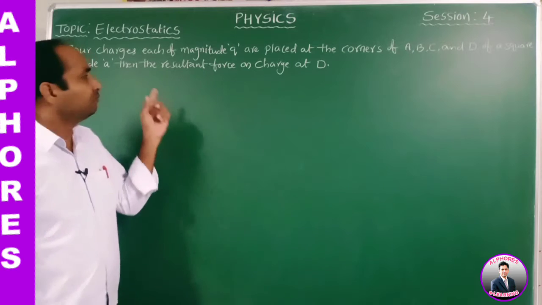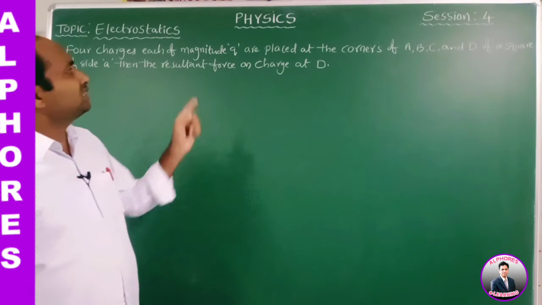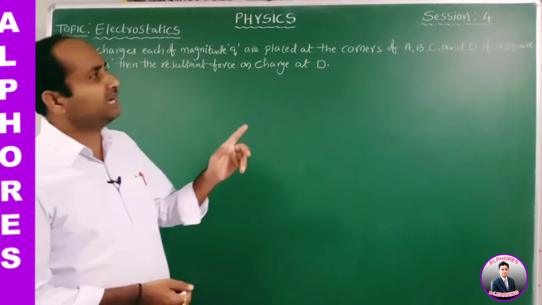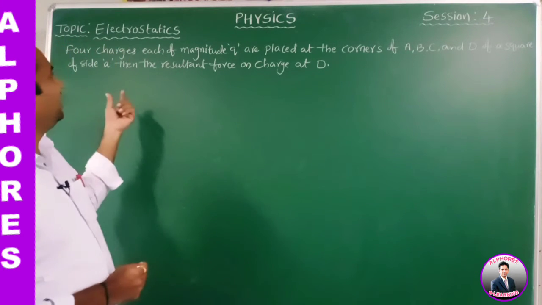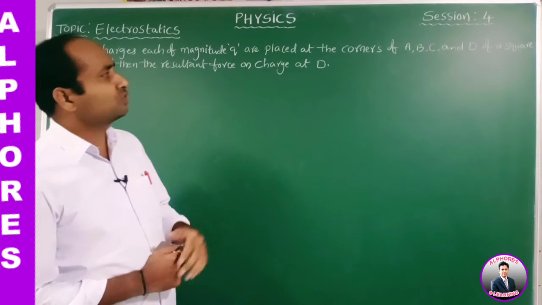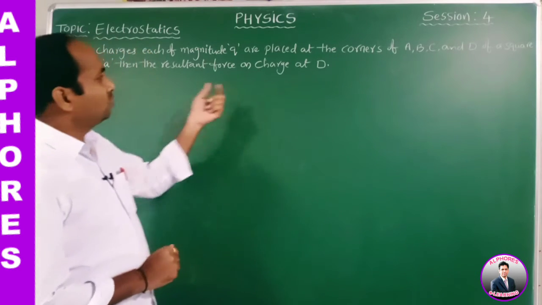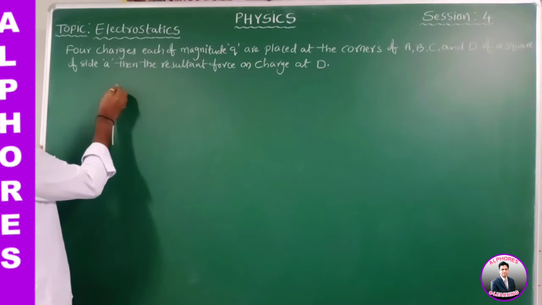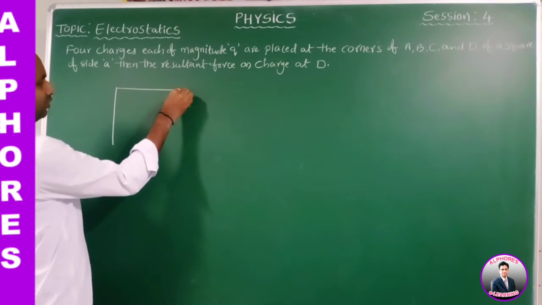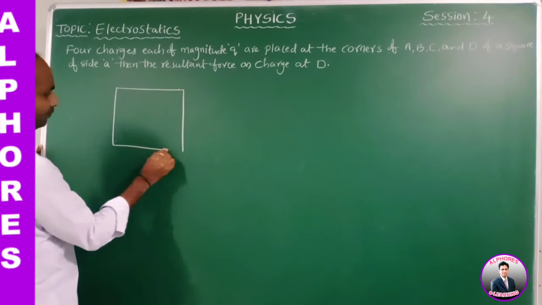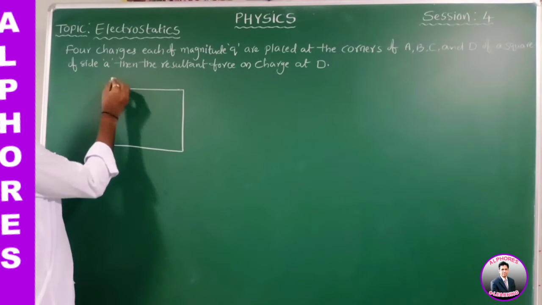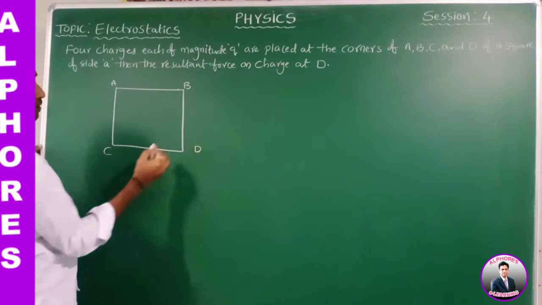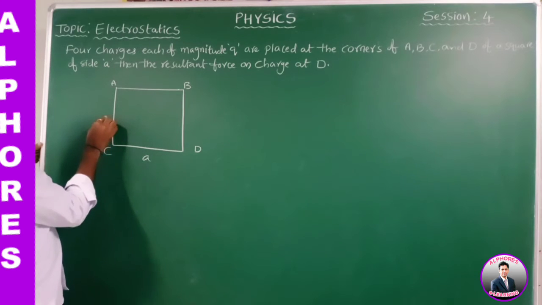Here we have one problem. Four charges, each of magnitude q, are placed at the corners A, B, C and D of a square of side a. Then find the resultant force on the charge at D. Let us consider this square with corners A, B, C, D. The side of the square is a.